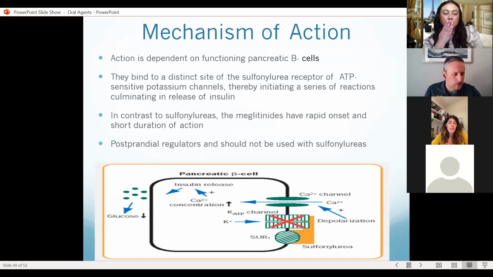The way they work is they act on functioning pancreatic beta cells. So that means that you are producing your own insulin still. They bind to the sulfonylurea receptor of ATP-sensitive potassium channels. And basically, once again, they have a series of reactions to ultimately end in the release of insulin. They have a rapid onset and a short duration of action. So that's how they're different than the class of sulfonylureas, which they're frequently compared to. And they should not be used with sulfonylurea agents. Next slide, please.